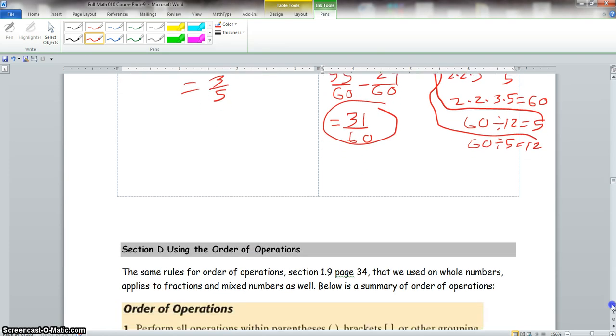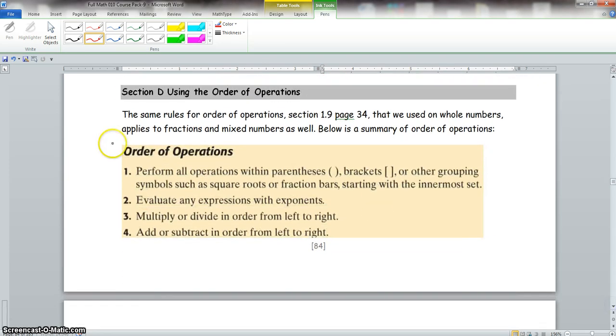Okay, now we scroll down here to section D. We're using the order of operations. Now we're going to go over a couple things here. First of all, you do the parentheses first, then we evaluate the exponents, then we do multiplication or division, whichever one comes first from left to right, and then we add or subtract, whichever one comes first from left to right.